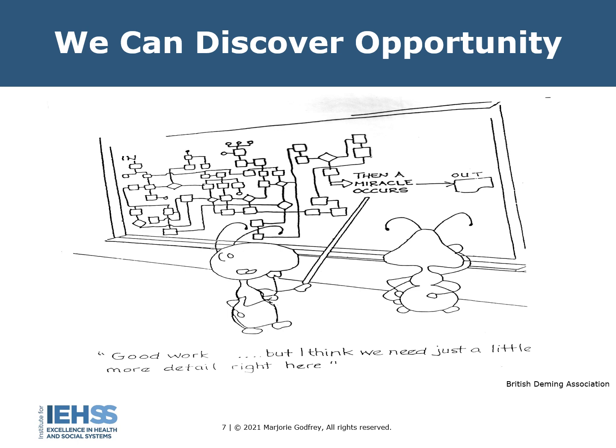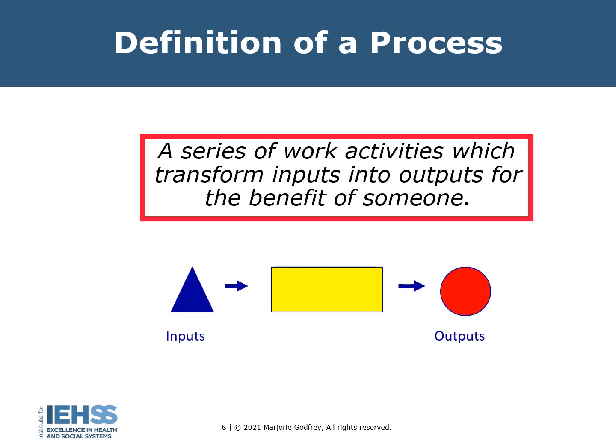The high-level flowchart helps determine what steps need detailed descriptions, which will be shown on a more detailed flowchart. A process is a series of related work activities that together transform inputs into outputs for the benefit of someone.